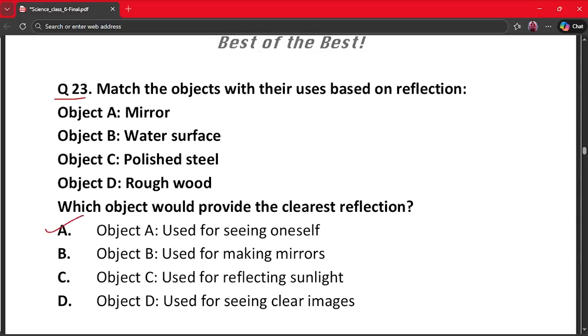Why? Because mirrors have smooth surfaces. They reflect light regularly. This forms clear images. But other surfaces scatter light. Thus mirror gives the clearest reflection.